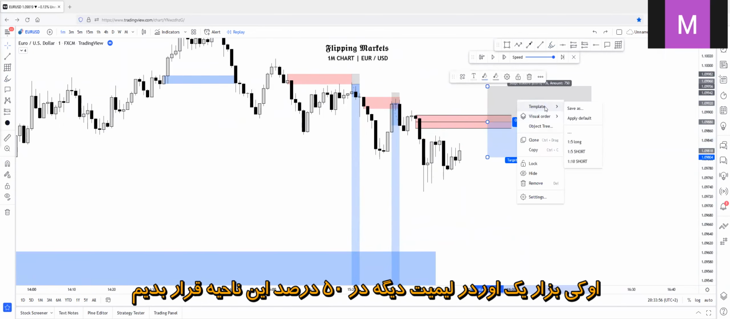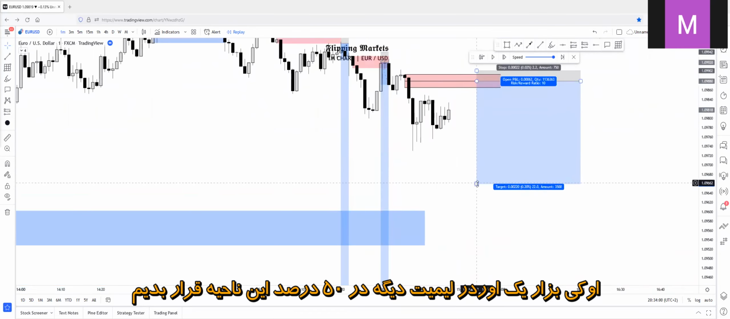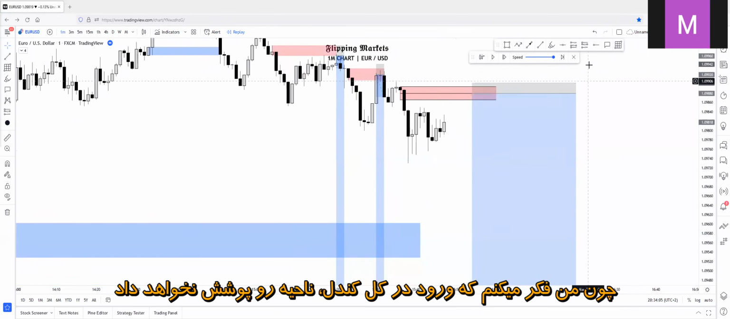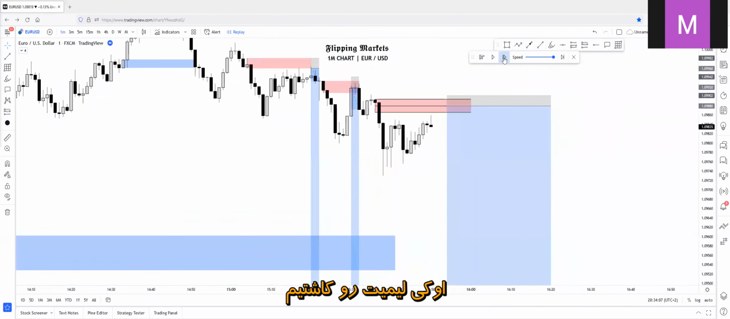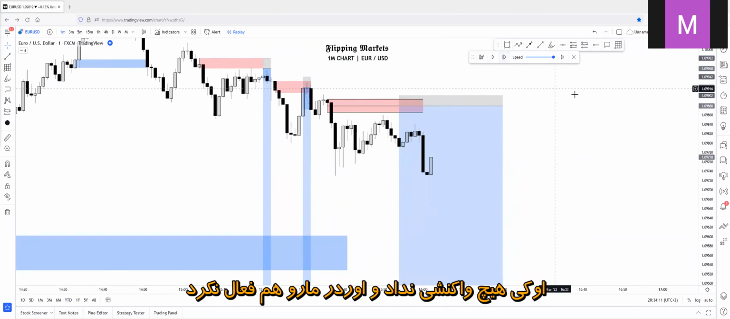Okay, let's just set another 50% entry at this region because I believe the full body won't cover the whole zone. Setting an order limit. No reaction. Okay, no reaction, no tag.